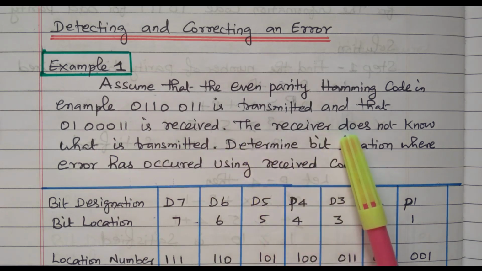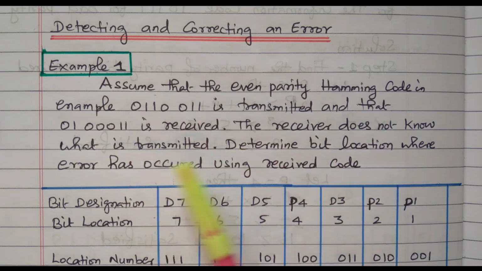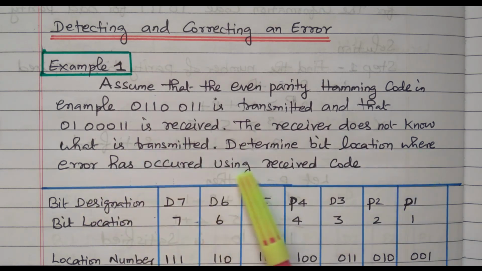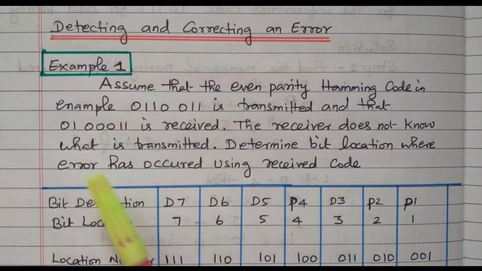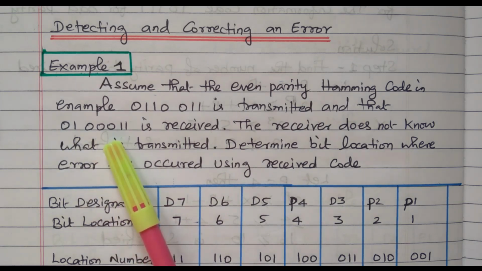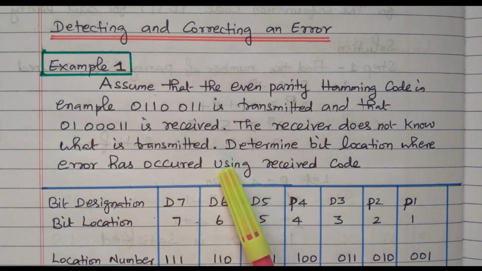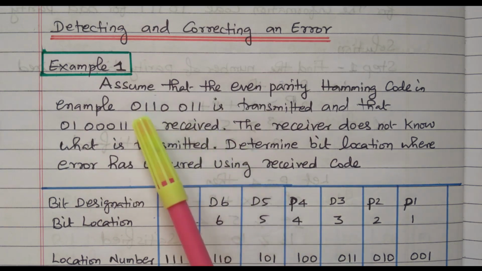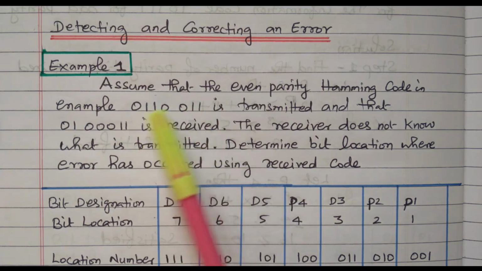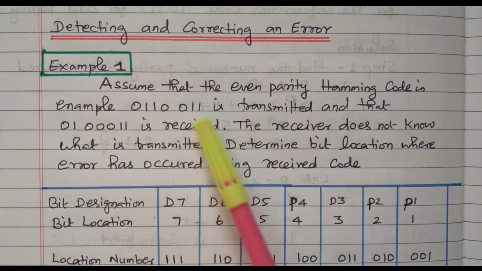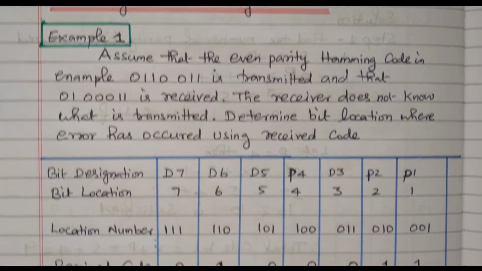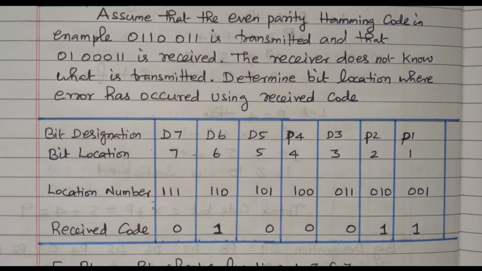The received code does not tell us what was transmitted. Determine the bit location where the error has occurred using the received code. So by using the received code we need to identify the bit location and make a correction, and finally we can verify with the framing code. The answer is also available.